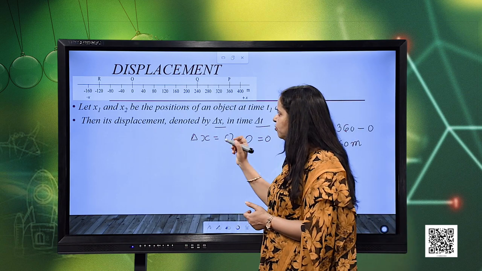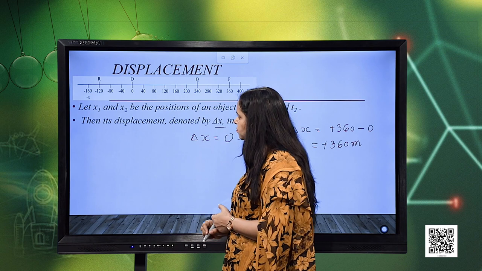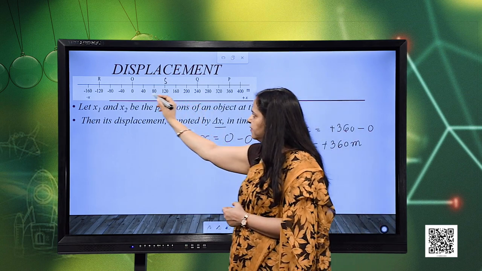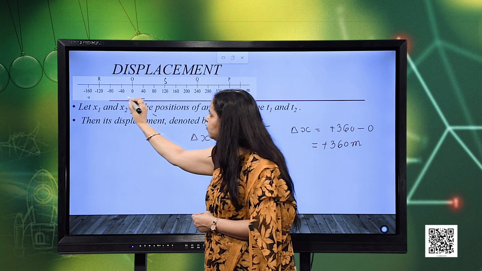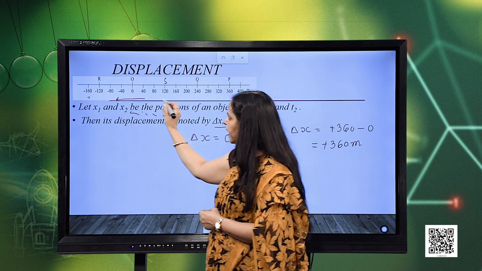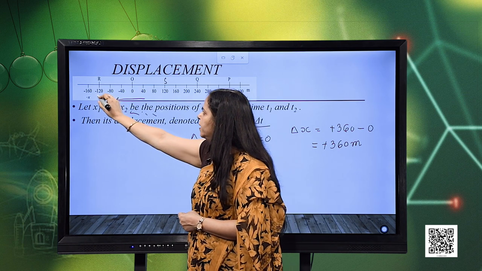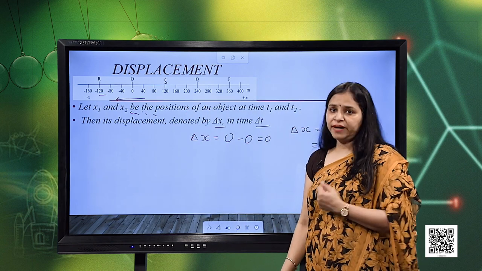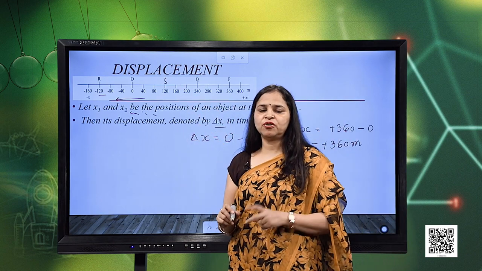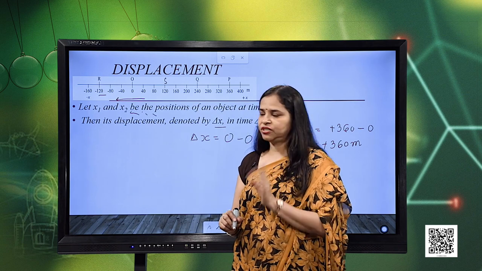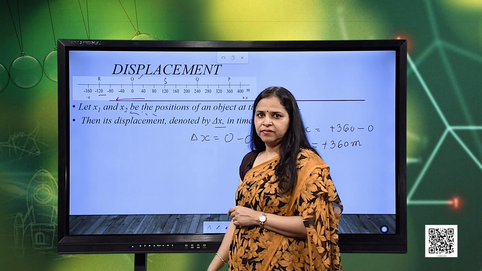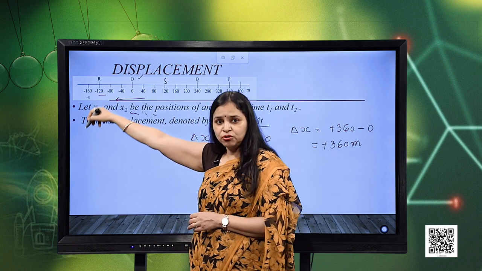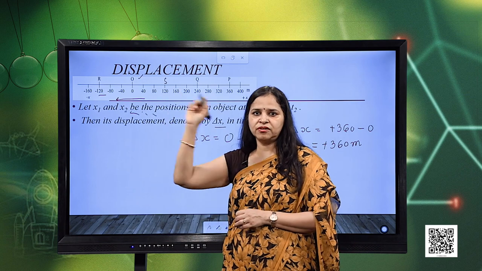One more example I take. Suppose the particle starts from point O, reaches some point S, let us say at a distance of 120 meters, then returns back to point O, and then continues moving in the same direction, and again reaches a distance of 120 meters, that is at a position R. In this situation, what will be the displacement? We need to focus on just two things, the final position and the initial position. So here the particle started from the origin. It doesn't matter that it travels in the positive direction, then returns and goes to the left direction.